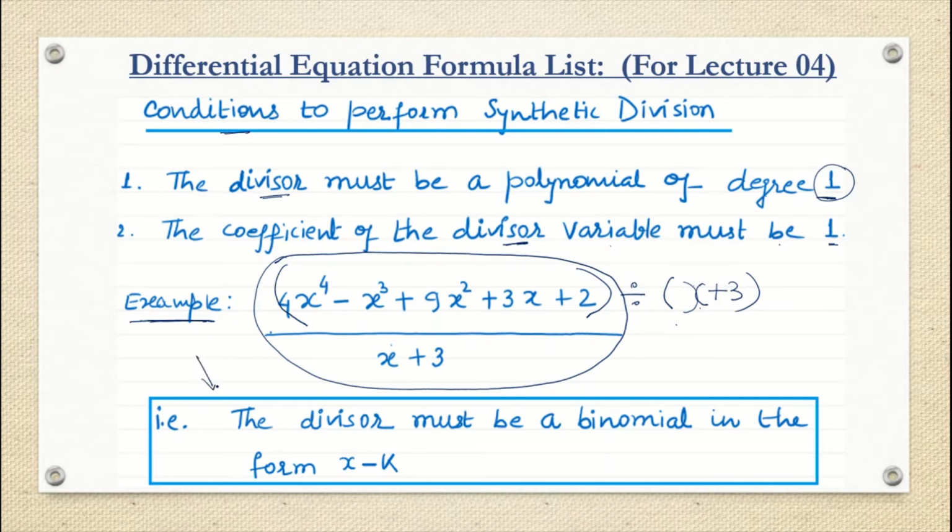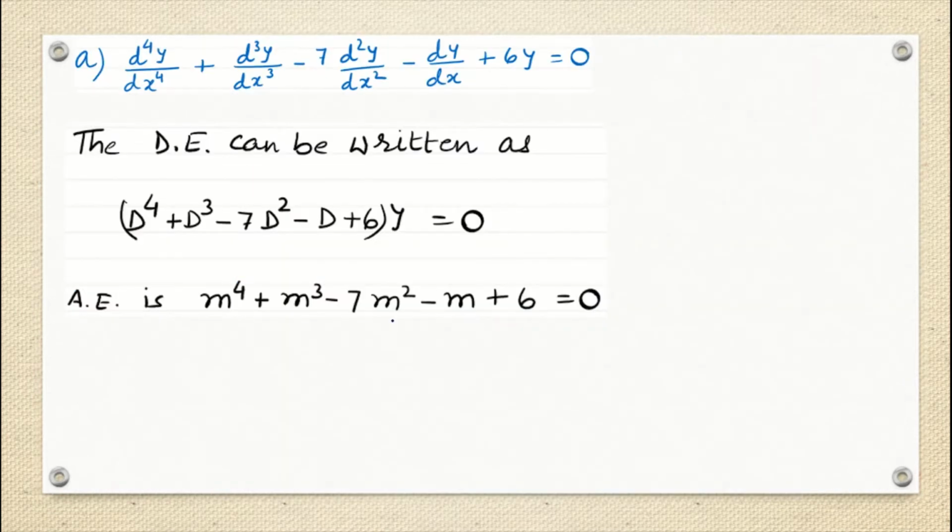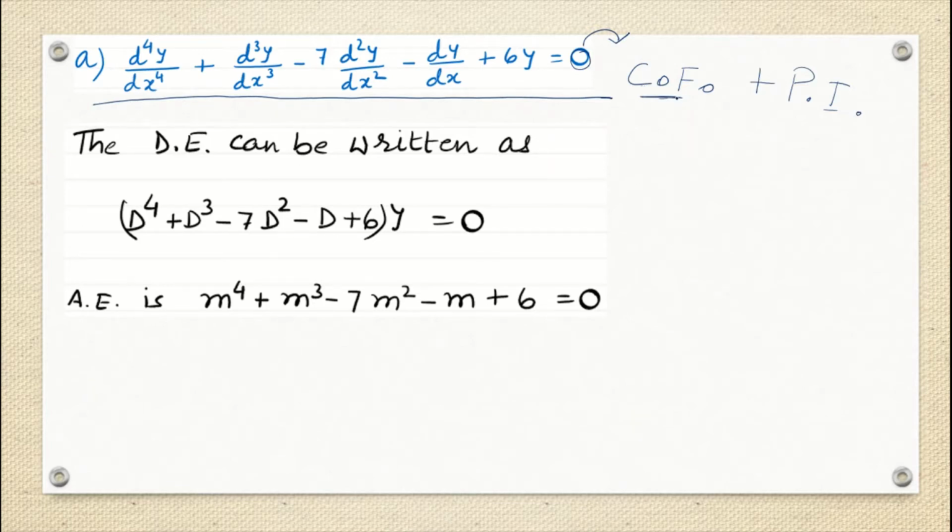In one sentence, we can say this limitation as: the divisor must be a binomial in the form x minus k. X minus k, x plus k, anything is okay. We'll be performing synthetic division to find the roots of this differential equation. And why do we want to know these roots? Because I want to know the complementary function of this differential equation. To get the general solution, if I find the complementary function I will get the general solution, because the right hand side is 0, there is no function here, so I don't need to find the PI. Particular integral is not needed because no function is there. This is 0, this is a homogeneous equation only. So I just have to find the complementary function to know the general solution of this differential equation.